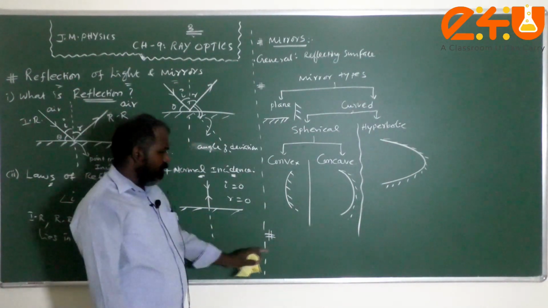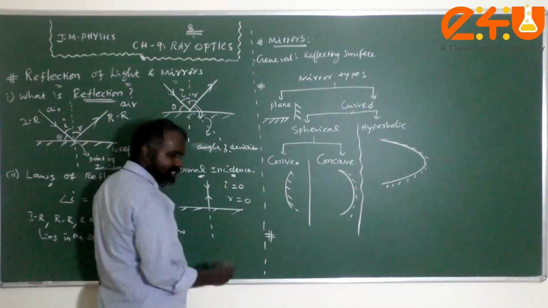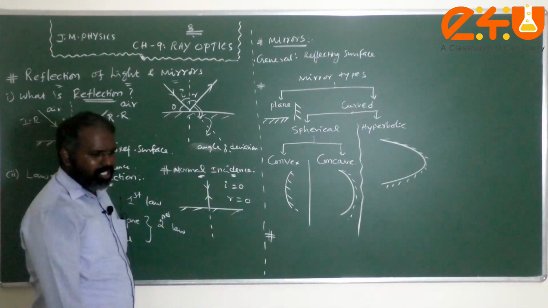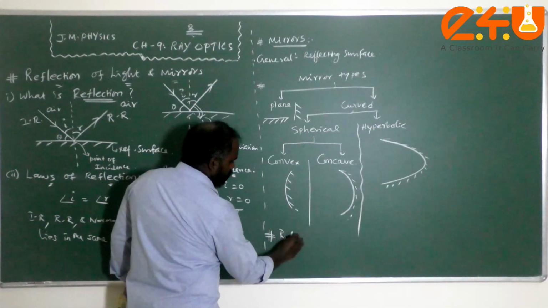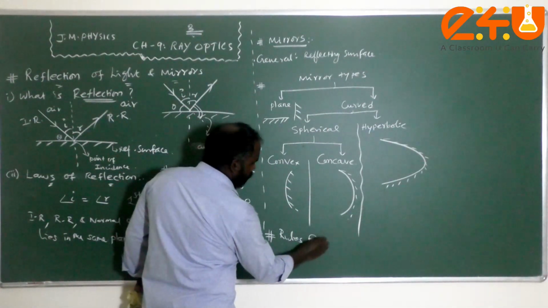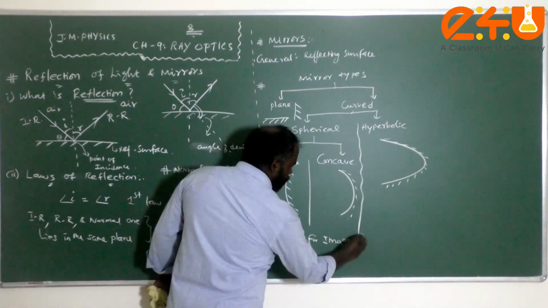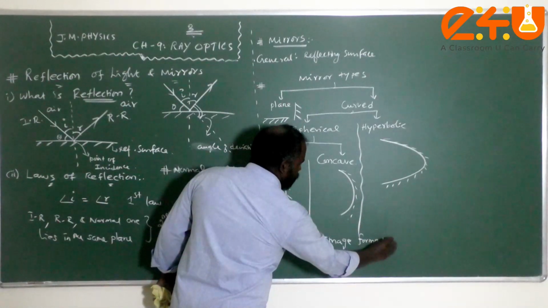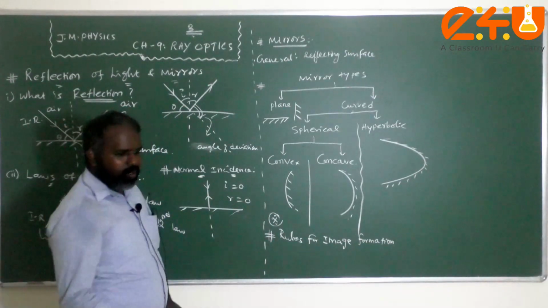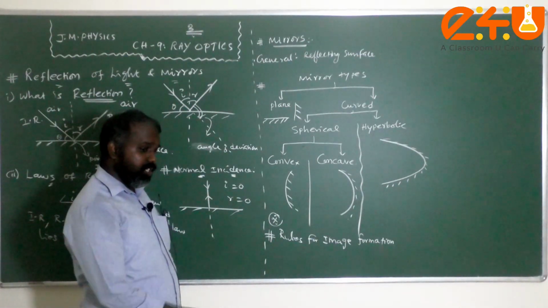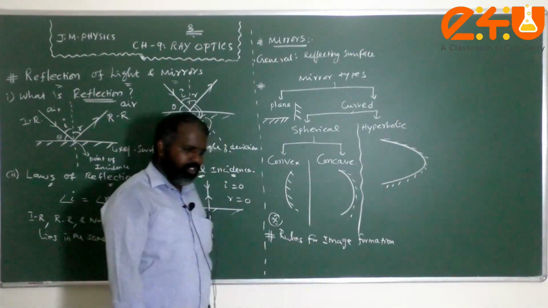The other thing we are going to discuss here is the basic terminology used in mirrors. Before that, I can say the rules for image formation. Rules for what, children? Image formation. This is very important from the subject point of view. These are the basic things we must keep in mind to draw any ray diagrams, because the diagrams are very important in ray optics. The rules for image formation.